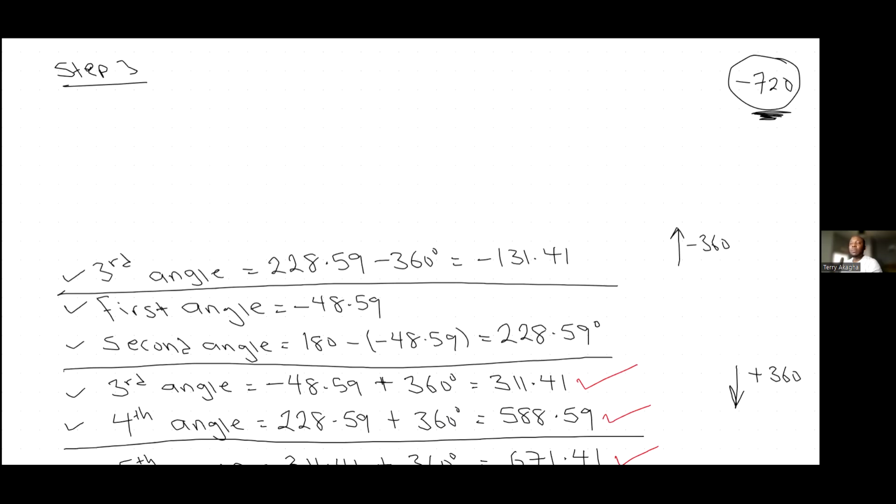So we'll keep on going. Now to get the fourth one in the negative direction, it will also be minus 48.59 minus 360. So when you're going up, you subtract 360 degrees. And that will give you minus 408.59. Minus 408.59 is still less than 720. So we keep on going. We don't stop. Now we go to the fifth angle.